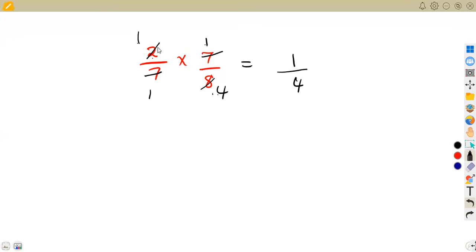But as long as it is from numerator to denominator, it has to be divided, meaning cancelled. Along the denominators only, it's multiplication. Along the numerators only, it's multiplication.